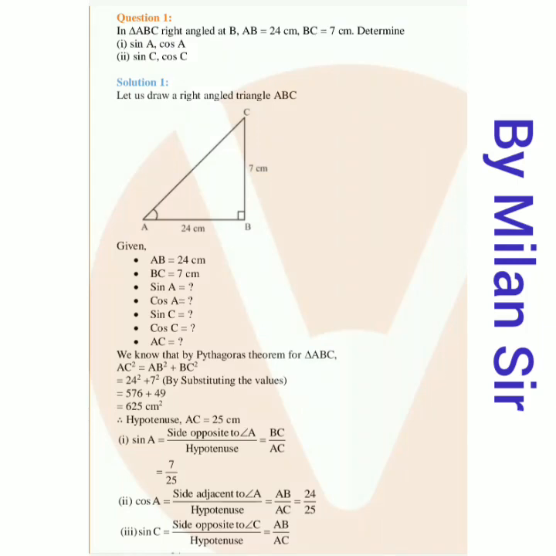Hi friends, today I will explain you exercise number 8.1. So let's do it. Question number 1. In triangle ABC, right angle at B. That means our angle B is equal to 90 degrees. So give name A and C to our other vertices.